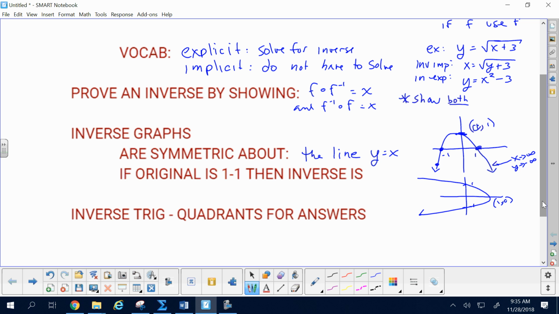Cool? All right, if the original is 1 to 1, then the inverse is a function. You could think graphically, if the original passes the horizontal line test, then the inverse passes the vertical line test, and therefore is a function. Boom. All right, and then inverse trig.